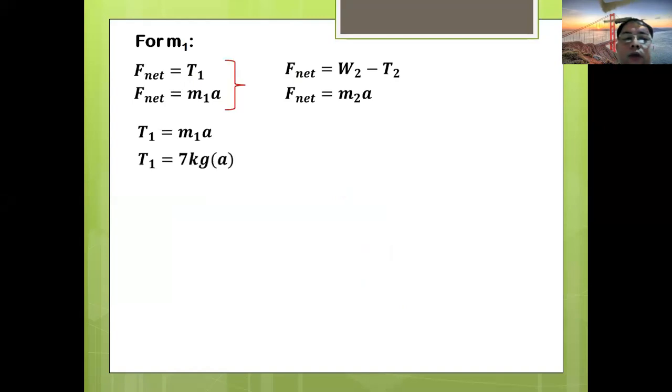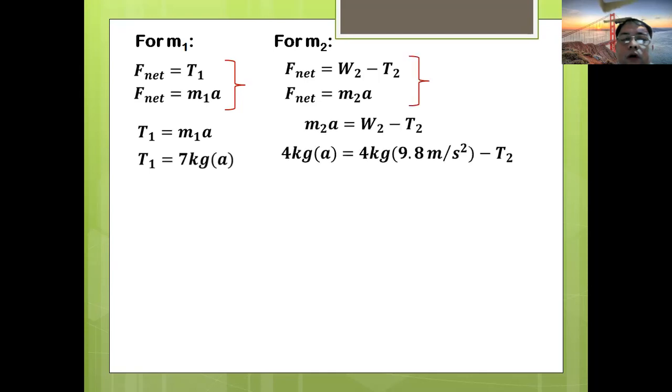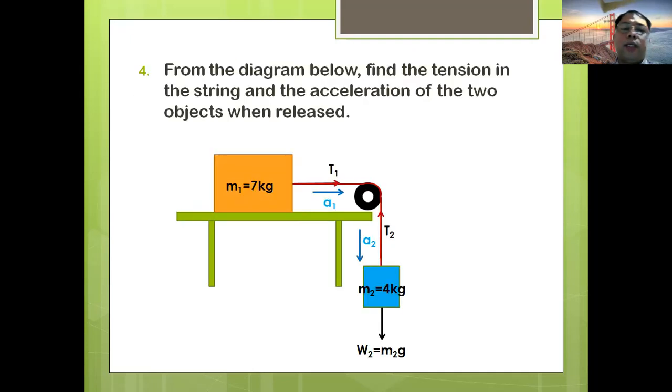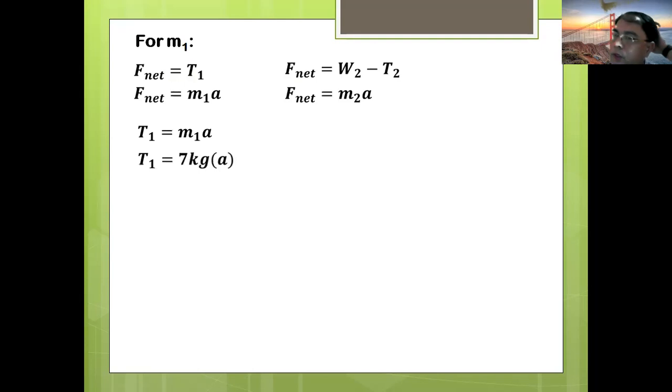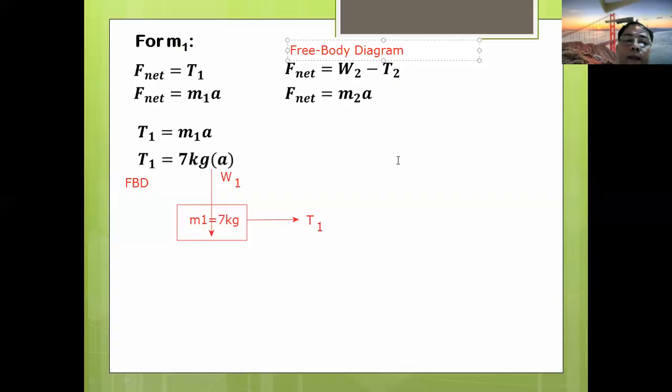Now, if you try to look at our object M1 and try to separate it, then we can have a body which we can call a free body diagram. Allow me to explain what a free body diagram is. To simplify our complicated diagram earlier, we will separate our mass 1, and we will draw what we call FBD1, or free body diagram 1. FBD is short for free body diagram.